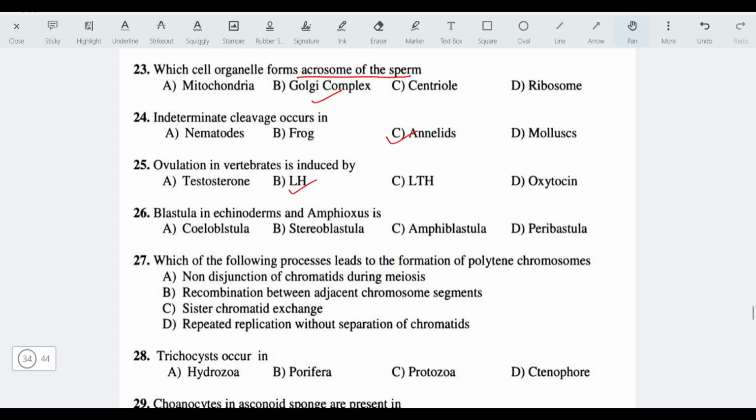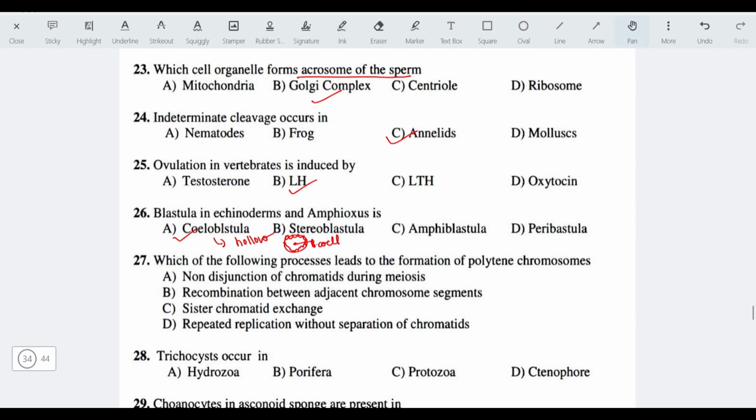LH, right? Next question. Blastula in echinoderms and amphioxus is? The correct answer is coeloblastula. Coeloblastula means the blastula is hollow. The blastula is hollow, right? This is the blastula. Here are the blastomeres and there is a cavity called the blastocoel. So it is hollow.